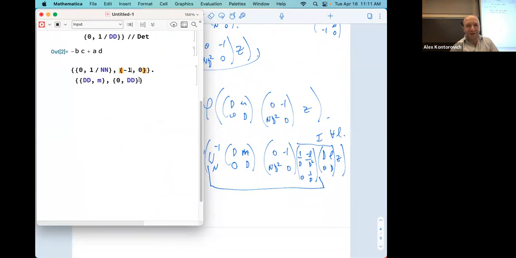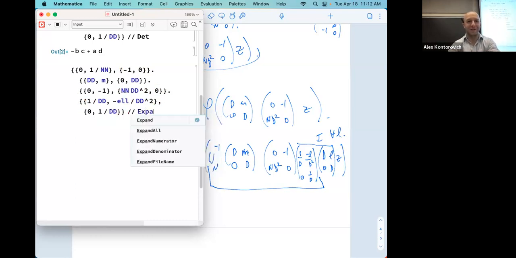Okay. 0, negative 1, N d squared 0. That's this matrix. And the last matrix is 1 over D, negative L over D squared, 0 and 1 over D. God, this is going to be pretty awful.